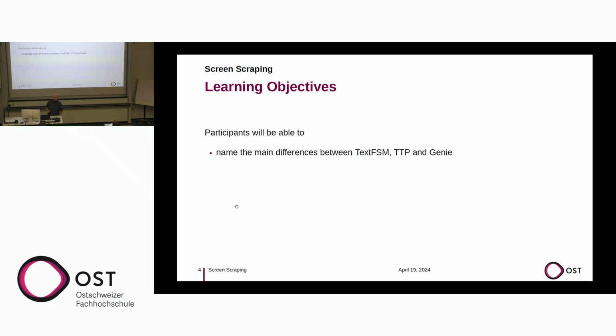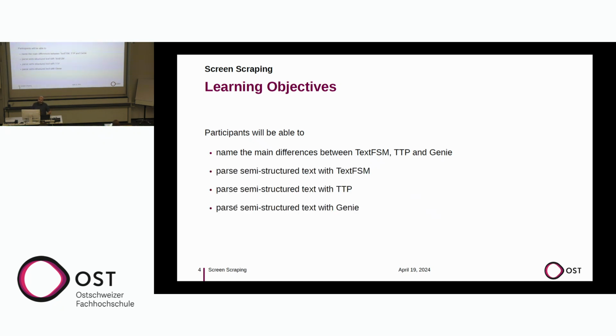We have TextFSM, TTP, and Genie as the three main libraries, I would say, in the Python ecosystem that can help us deal with such stuff, so that we don't have to write too much regex, because regex has the tendency to be not extremely readable. If you write a regex, it's okay. If one year later you have to read it, it's sometimes easier to write a new one. And then the goal is to be able to parse the structure, and that we know how to use TextFSM, TTP, or Genie.